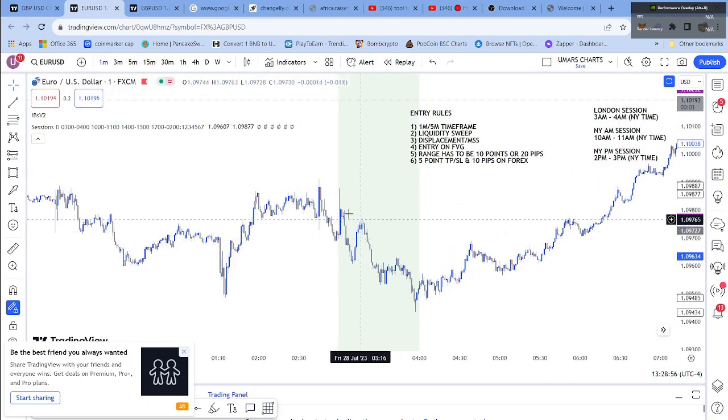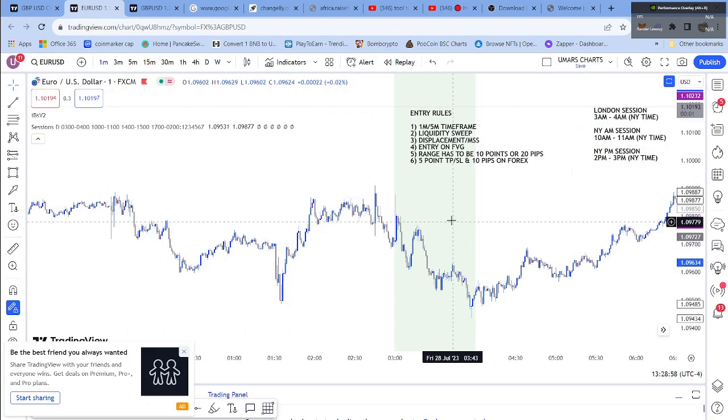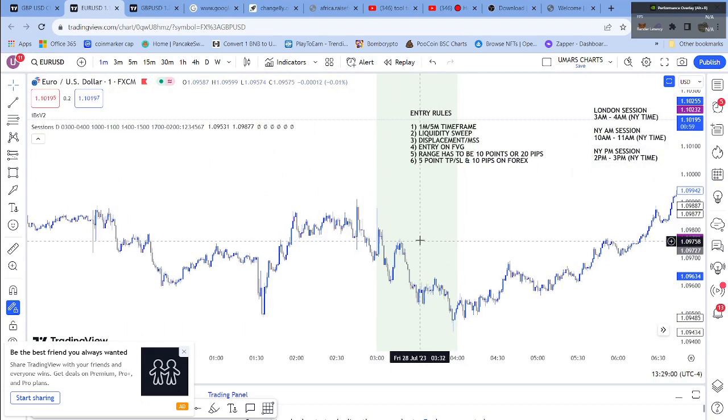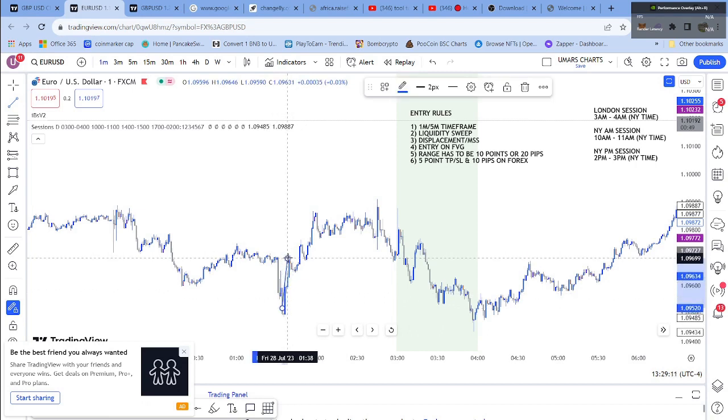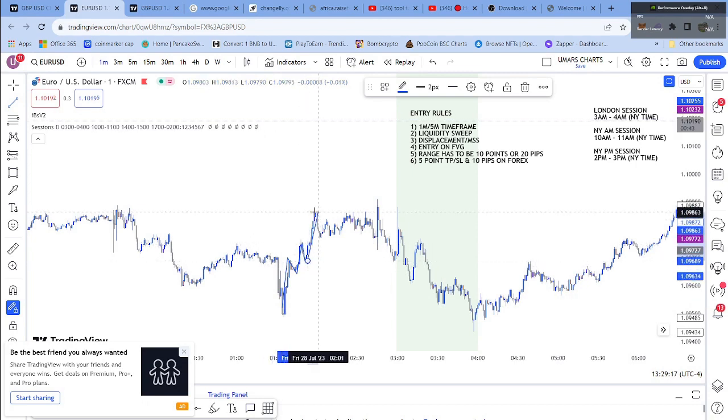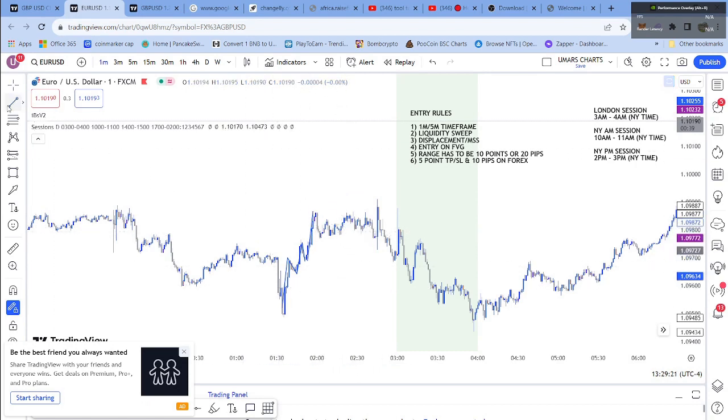This was London session. It looks like there is an entry over here. And remember guys, I'm going to explain something quickly. As we can see, price was moving up, creating a high, a low, a higher high, a higher low, a higher high, and price just ranged over here. After ranging, price came and swept this liquidity.